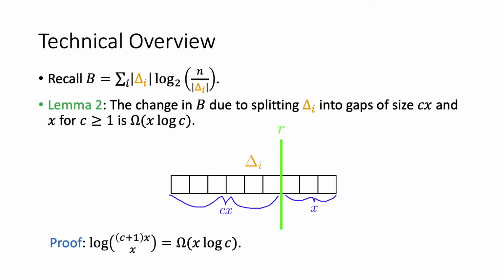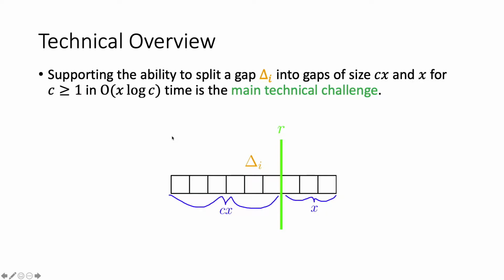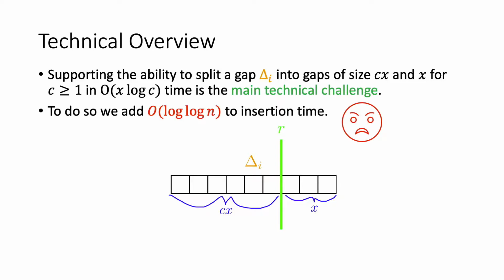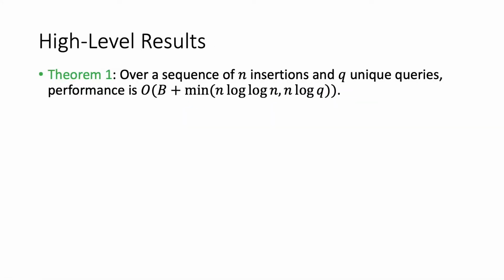And okay, we can now go back to our lemma 2 and try to see how we can get an upper bound of O of x log c. And this is actually going to be our main technical challenge. I don't actually want to go into any of the technical details in this talk, however they are in the paper. And unfortunately, in our solution, we do add a log n additive term to insertion time in order to be able to support this splitting in O of x log c. So that makes our bounds not quite optimal, and I'll go through our performance theorems now.